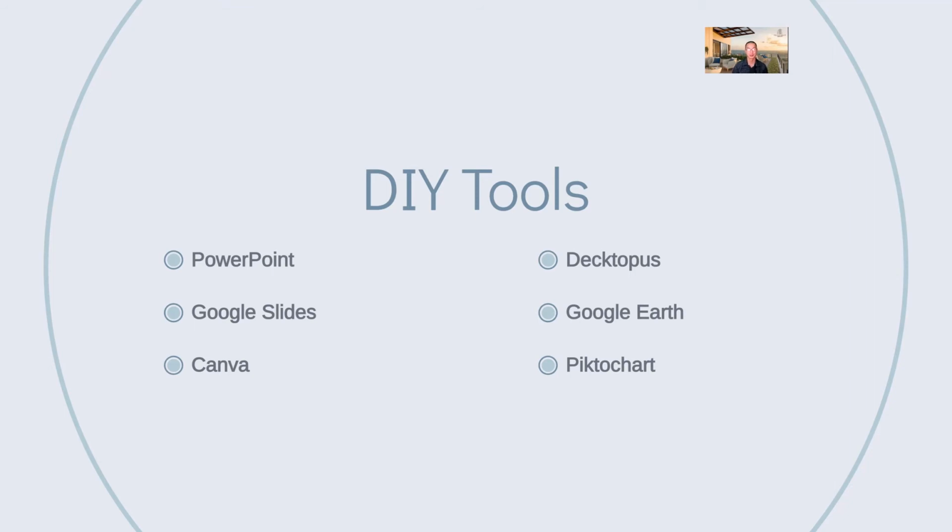I don't use Dectopus for our investment pitch decks. For that, we use Google Slides because I like having a little more control. Google Earth is also good for the map, and Piktochart for creating infographics. I've used that for some of our announcement emails, and in addition to the pitch deck, we also have a one-pager, which I like to design on Canva.